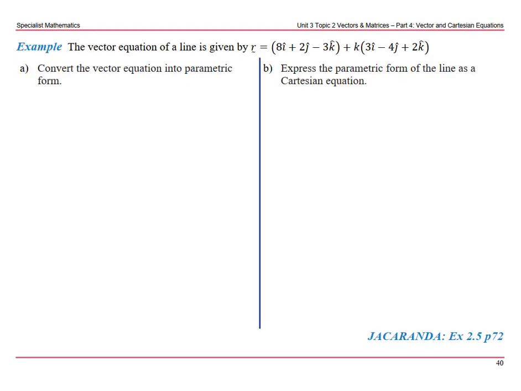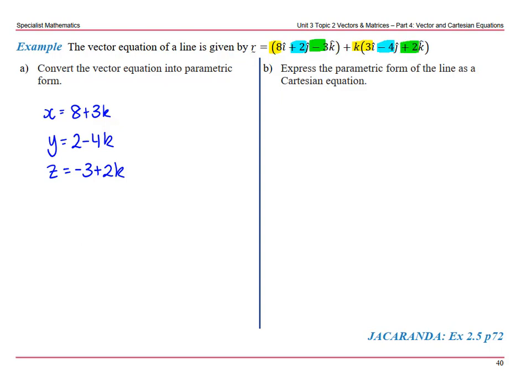Let's finish with an example. The vector equation of a line is given by r equals 8i + 2j - 3k + k lots of 3i - 4j + 2k. Convert the vector equation into parametric form. Well, our x is 8 + 3k, just reading across. Our y is 2 - 4k, and our z is -3 + 2k. Again, just reading across your vector equation.